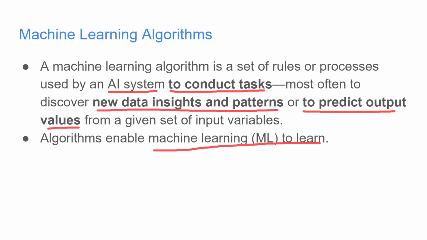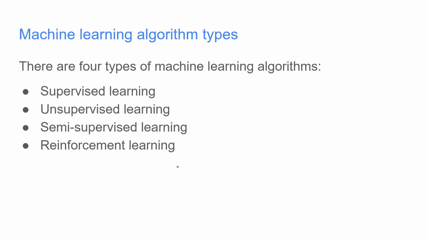Then there are different types of machine learning algorithms. In the machine learning algorithm types, there are four types. The first one is supervised learning. The second one is unsupervised learning. The third one is semi-supervised machine learning algorithm, and the fourth one is reinforcement machine learning algorithm. So these are the four types of machine learning algorithms. Now we will see what is supervised and unsupervised. Then we'll go with the next machine learning algorithms.